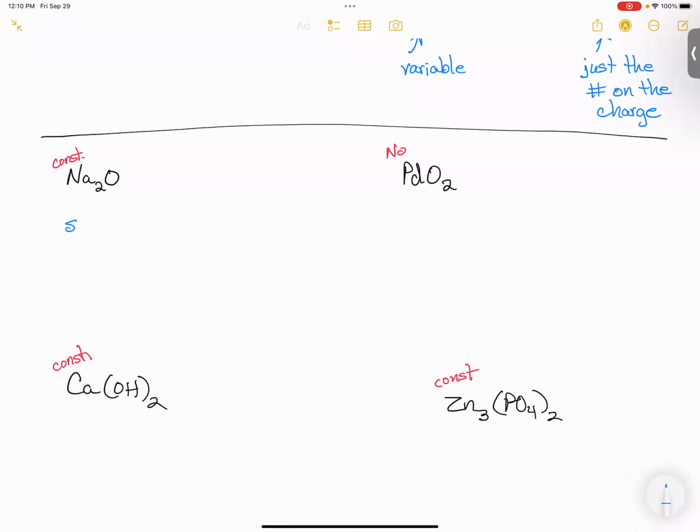So I'm going to name the metal. This is sodium. I'm going to name the anion. Well, oxygen as an anion is called what? I heard it. Oxide. So that, folks, is sodium oxide.